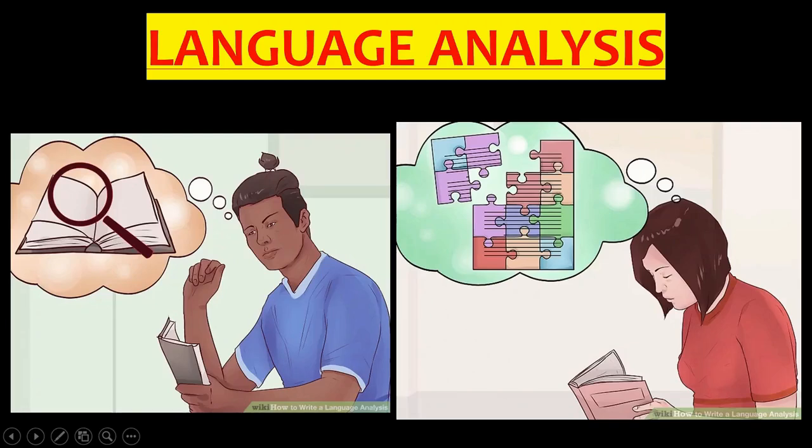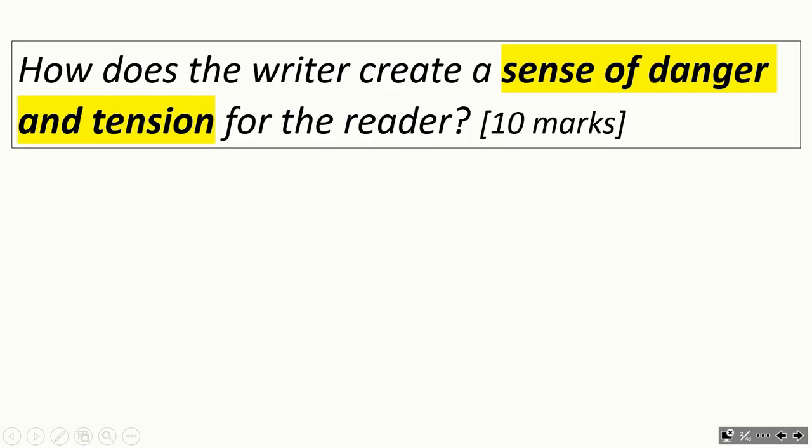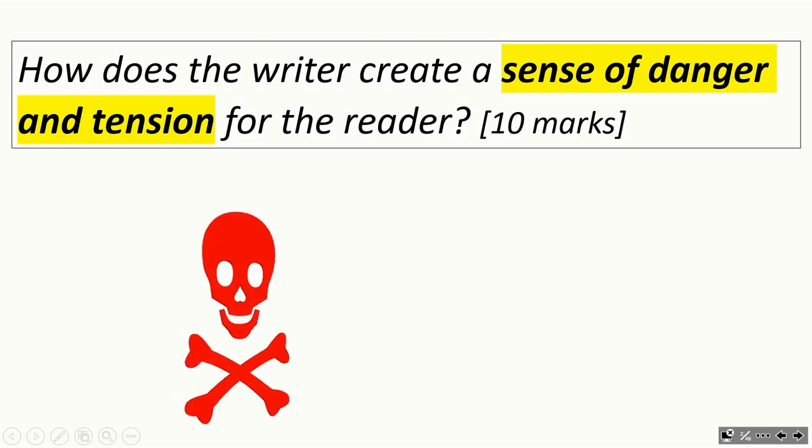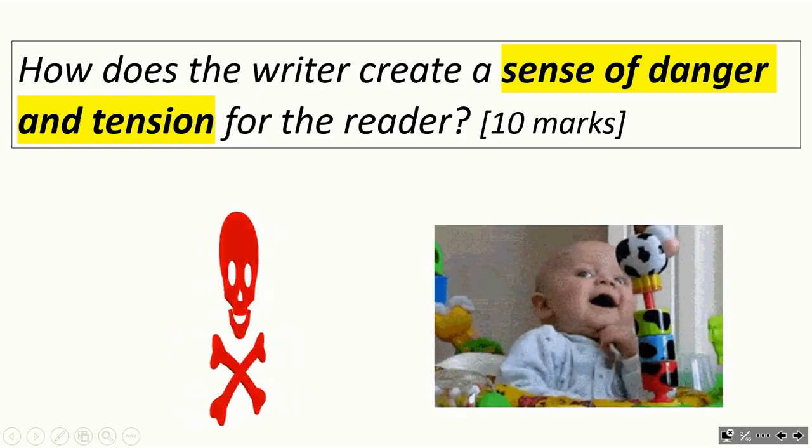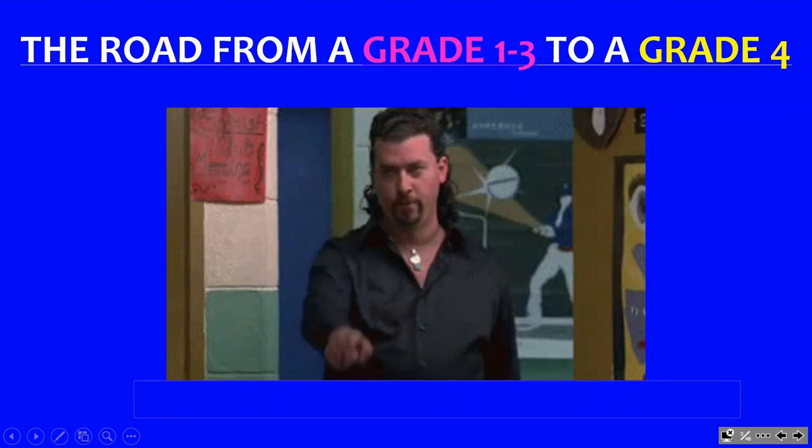Hi, this video is looking at language analysis for the GCSE English Language. So you have two reading papers, so you need to analyse language in these. A typical question you might have to analyse is you read an extract and the question is, how does the writer create a sense of danger and tension for the reader? So the idea is you'd read the extract and you'd pick out words and quotes that show danger and tension.